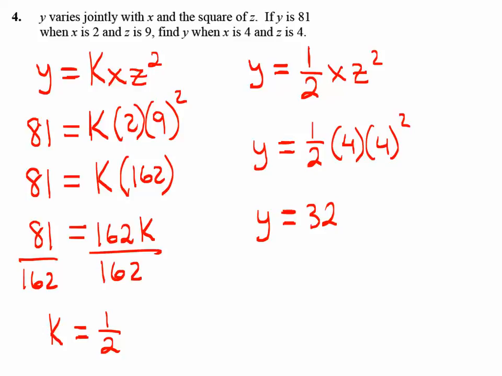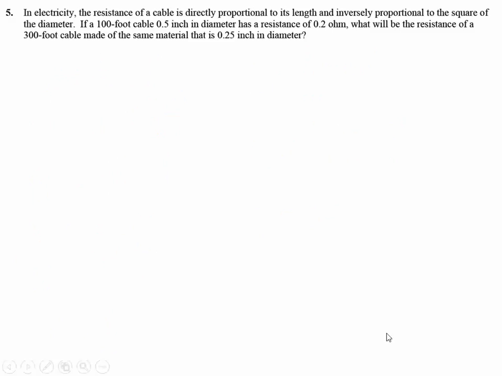Cool. Okay, so that's just an abstract problem. Let's go on to sort of a real world problem here. Can you guys go from beginning to end with this right here? Let's use the same variable so that at least we have the same stuff on our paper here. So in electricity, the resistance of a cable is directly proportional to its length and inversely proportional to the square of its diameter. Whoa, that's kind of weird.